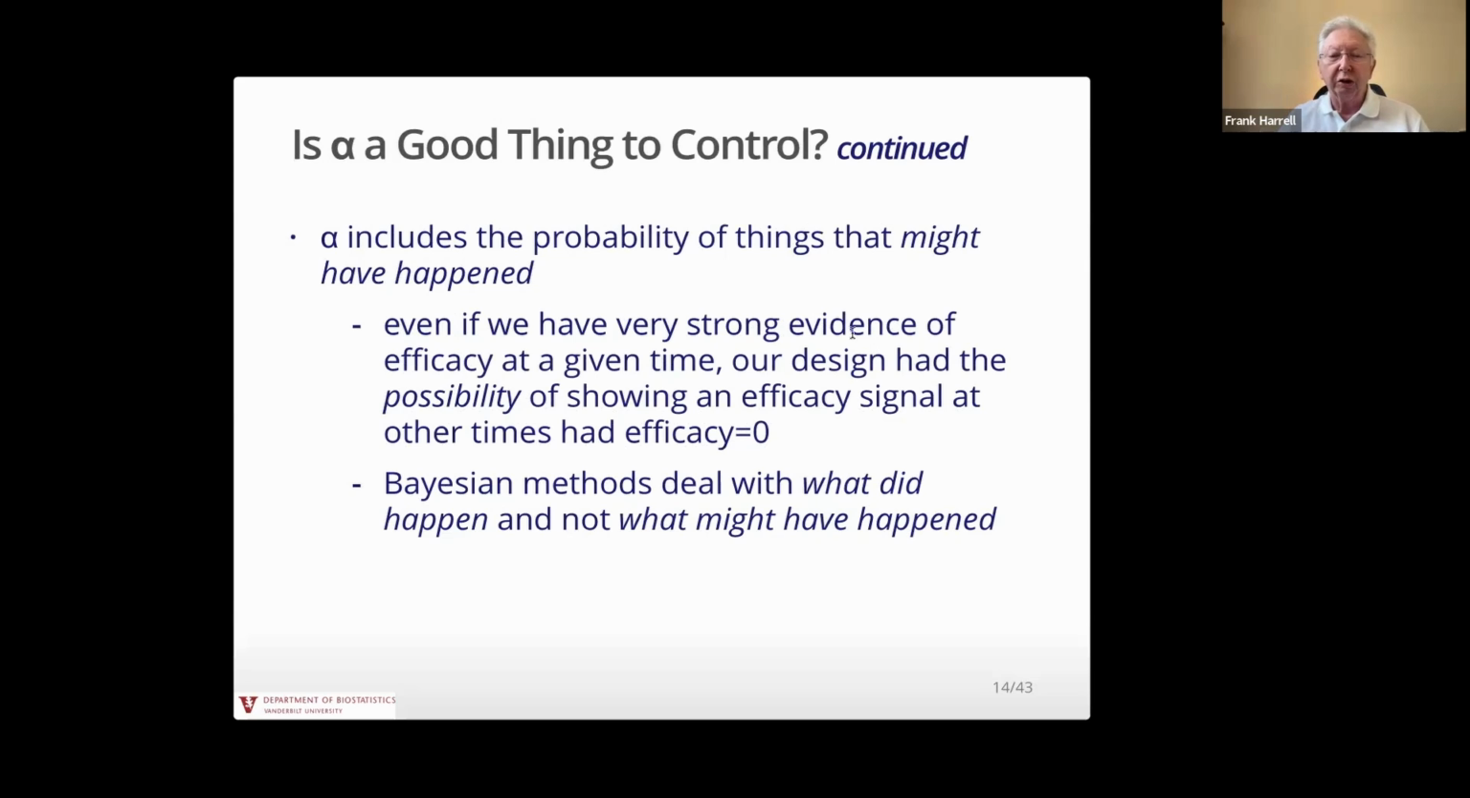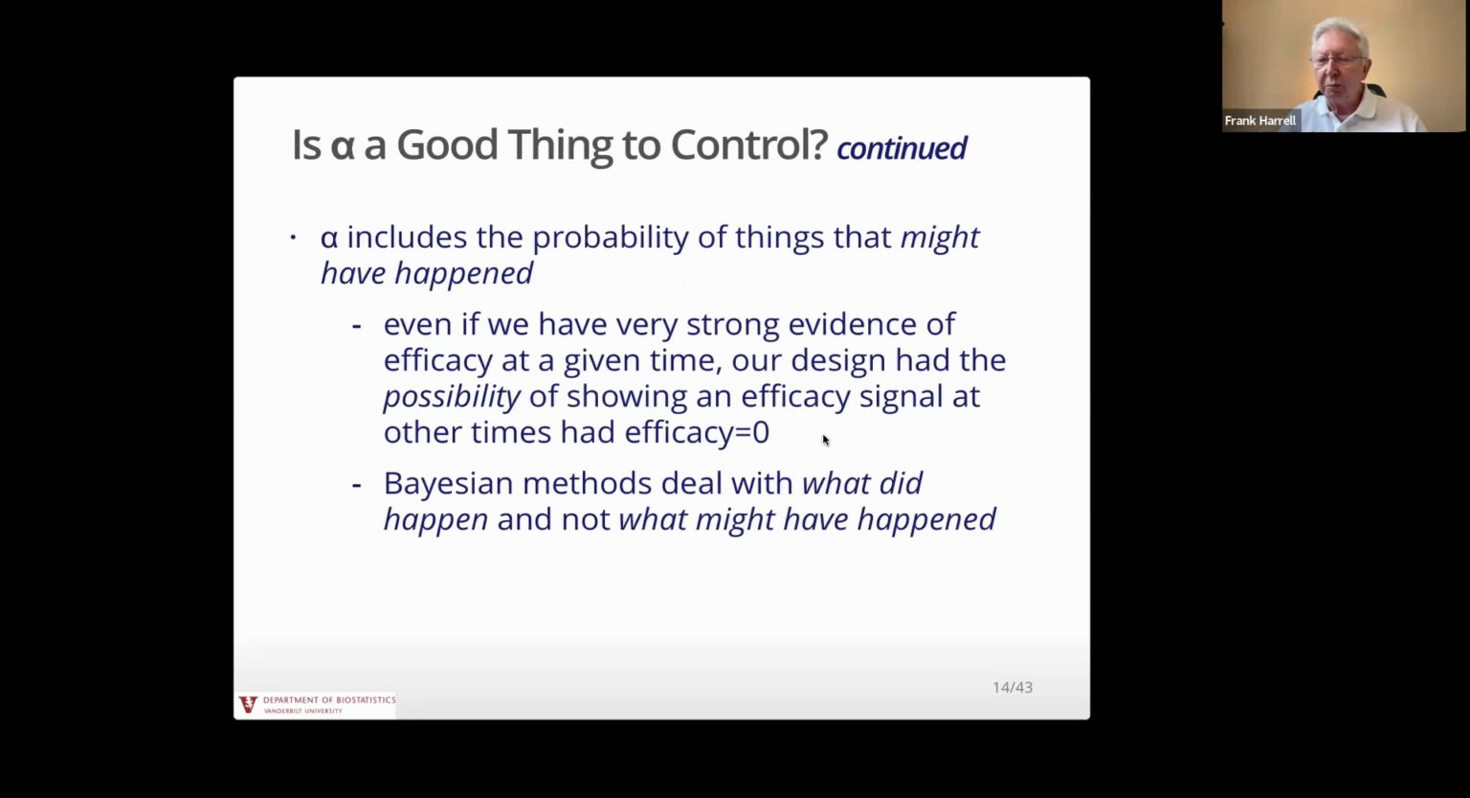Alpha includes the probabilities of things that might have happened. So even if we have very strong evidence of efficacy at a given time, our design had the possibility of showing an efficacy signal at other times had the efficacy been exactly 0. This possibility is alpha. So what you're saying is you have current evidence that is all that matters for making the optimum decision. And all of a sudden, you're going to tamper that evidence by other opportunities you had to have other evidence. And from the rules of evidentiary assessment, that doesn't make any sense.